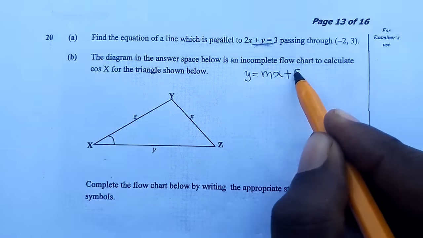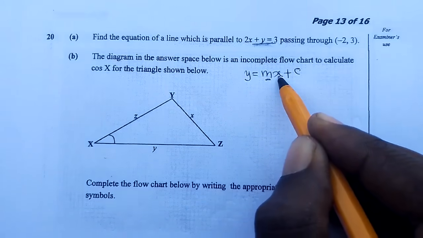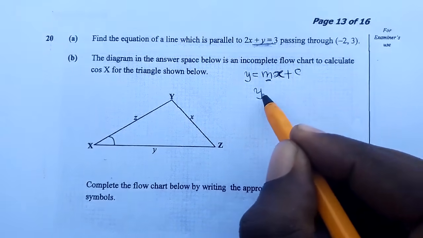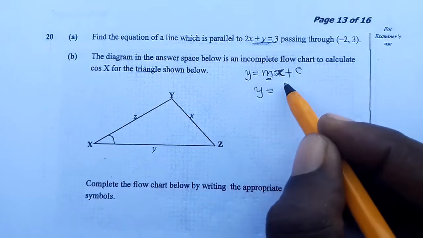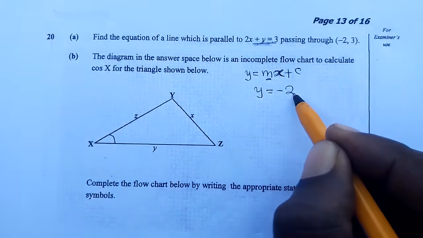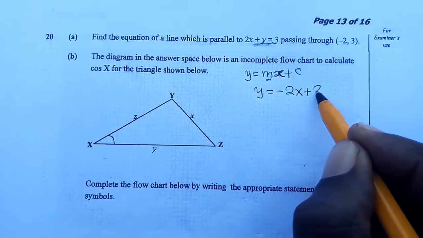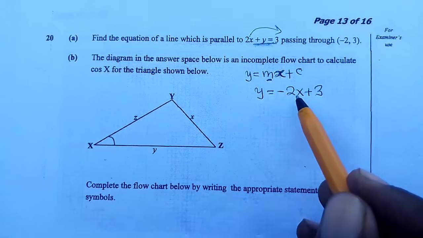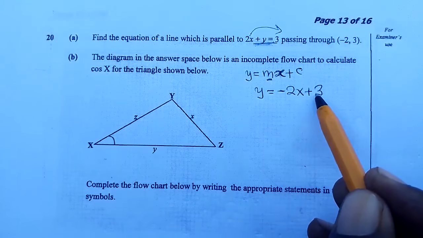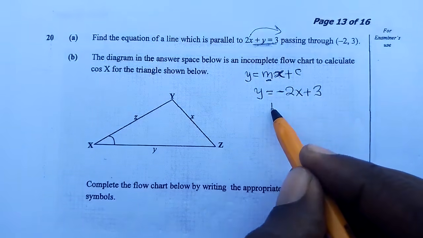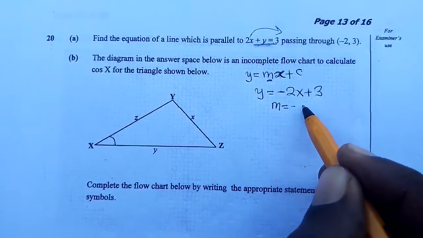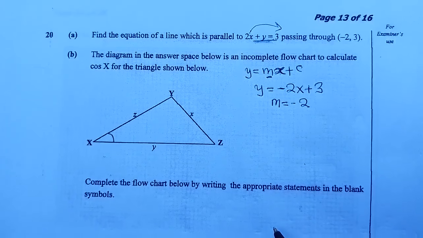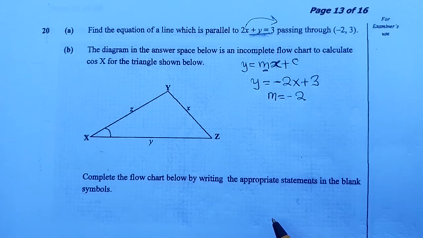The number attached to x, that is the gradient. So I say y is equal to, when that one goes to that side, we are going to have negative 2x plus 3. Have you seen? Which means that your gradient here is negative 2.